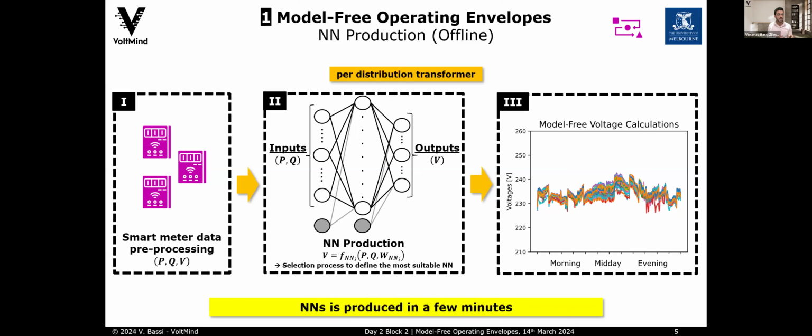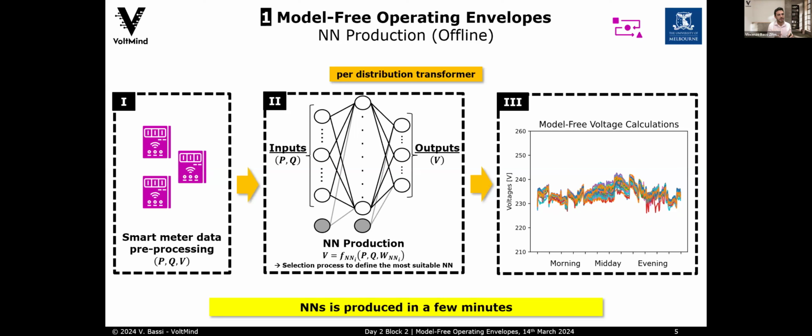First, we pre-process the historical smart meter data. Why do we do this? Well, in real life, smart meter data is not perfect and can be subject to missing or erroneous measurements due to, for instance, errors in communications or smart meter malfunctions.